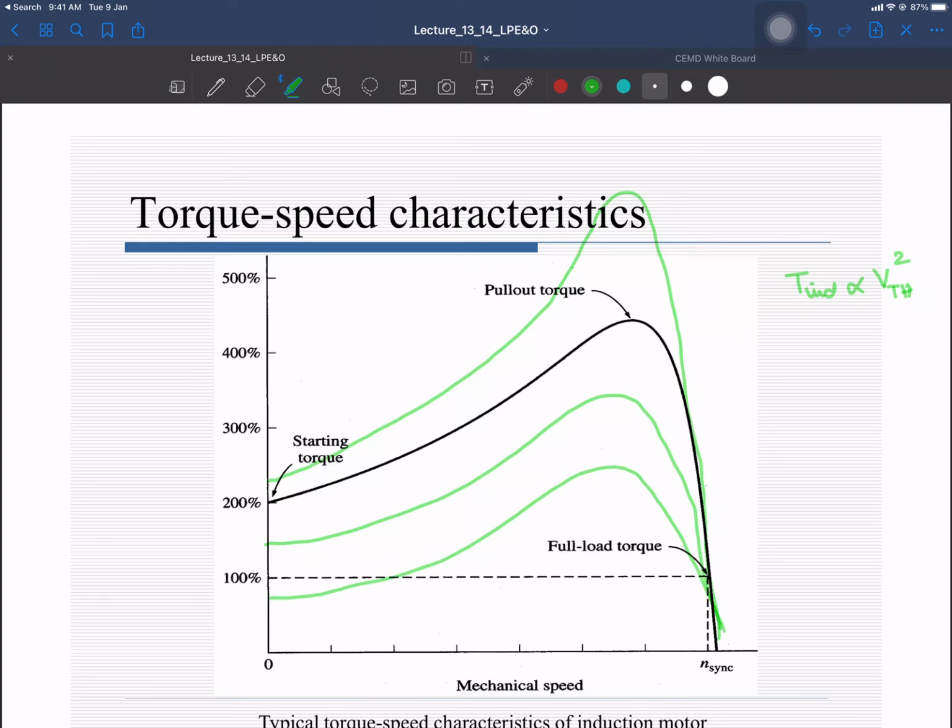So the torque induced will be decreasing if you decrease the voltage, and will be increasing if you increase the voltage. So with the variation of the Thevenin voltage, that you can control with the help of the variable supply at the machine terminal, or with the help of the inverter in the case of the drives, the torque speed curve of your machine will be changing like that.